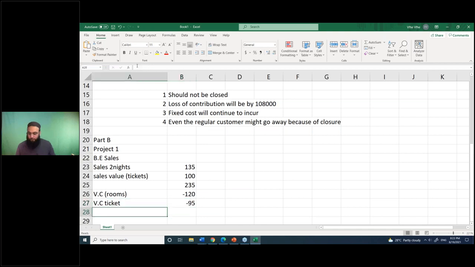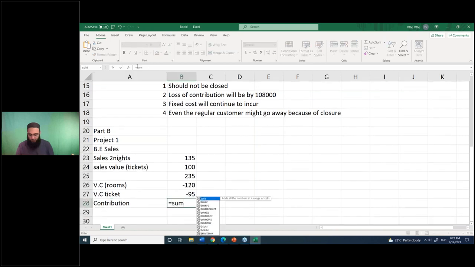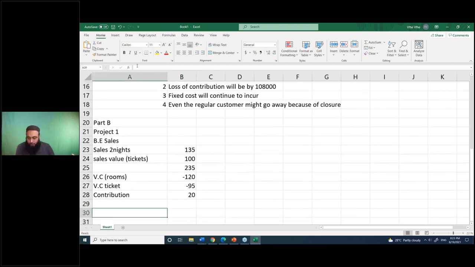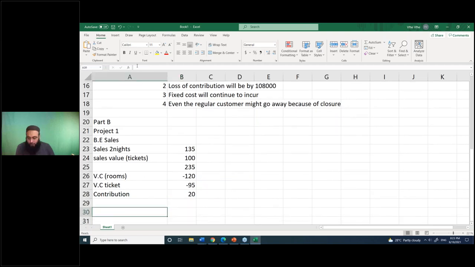Now you can work out the contribution. So let's see, the contribution is how much? Let's apply the sum formula. Open the bracket. 235 minus 120 minus 95 is 20. That is the contribution you are getting per pair who is coming for this deal. Now you have the fixed cost. And how much is the fixed cost? Fixed cost is 20,000.